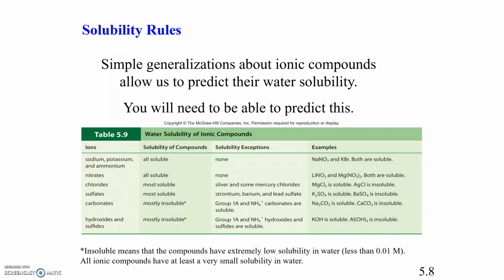This does not mean that it doesn't dissociate at all. So for an example, you can have something like mercury chloride, which has a very low solubility. It would be considered insoluble, but the amount that does dissociate is enough to cause toxic effects to humans and other aquatic organisms.